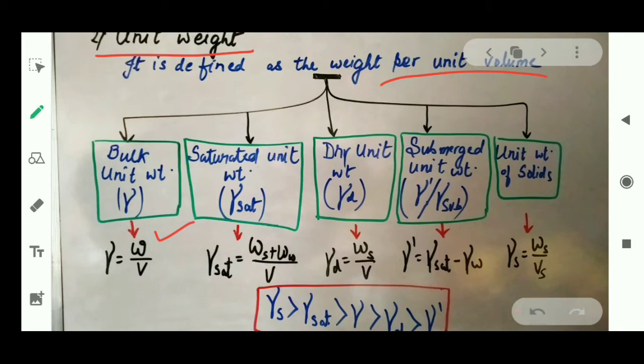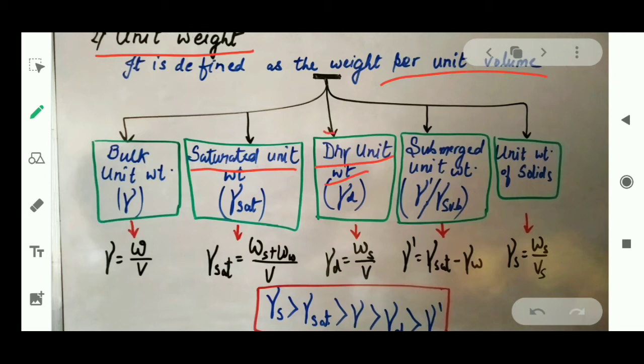And the second one is saturated unit weight. It is nothing but the bulk unit weight in saturated condition. The weight of solid and the weight of water will be added, which means water will be present in the soil mass. Divided by total volume, what we get is gamma saturated, or we can say saturated unit weight. After that will come dry unit weight.